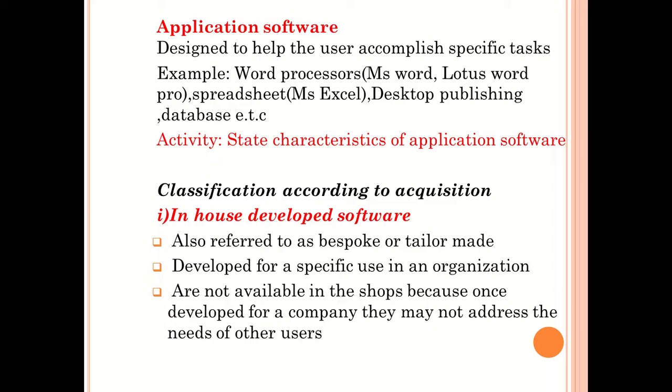Going further, we talk about the classification according to acquisition. With classification according to acquisition, we mean that we have what we call in-house developed software. In-house developed software, we call it bespoke or tailor-made software. It is developed for a specific use in an organization. They are not available in shops because once developed for a certain company, they are not able to address the needs of other users. So they are tailored for a certain company. We call it in-house developed software.